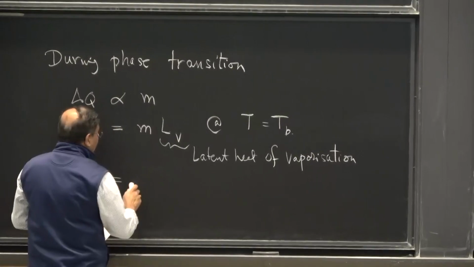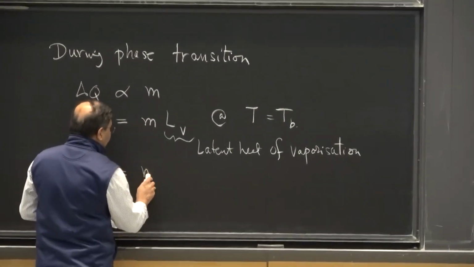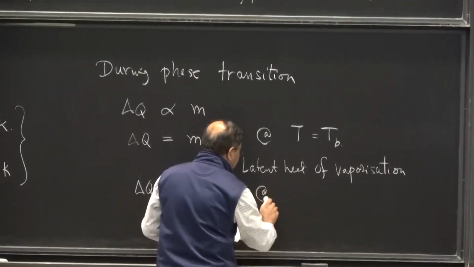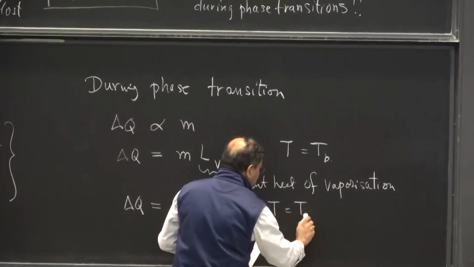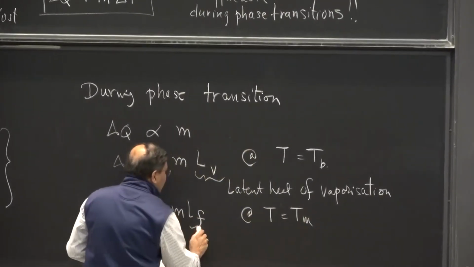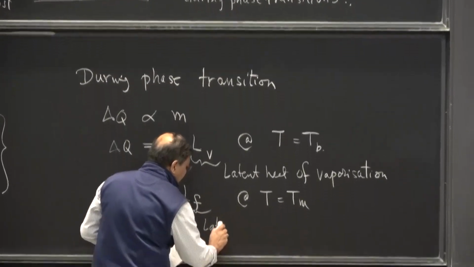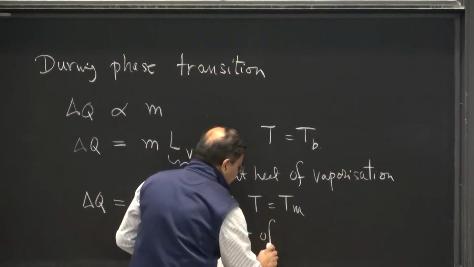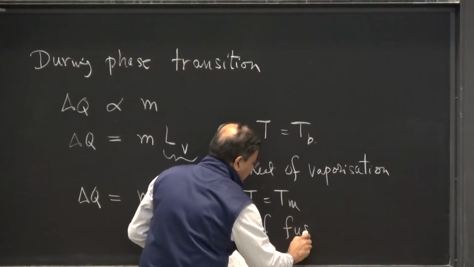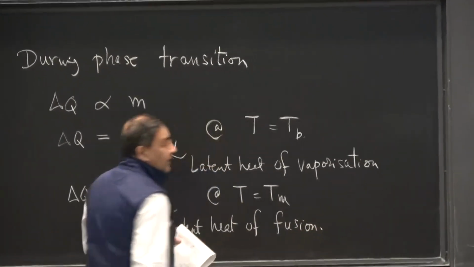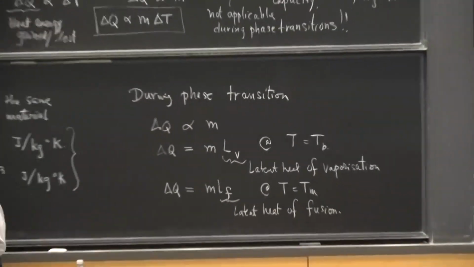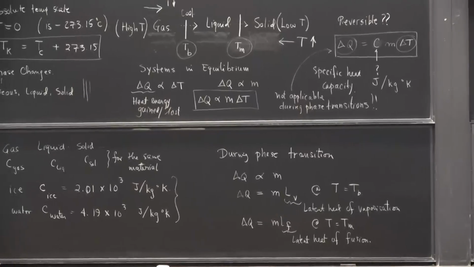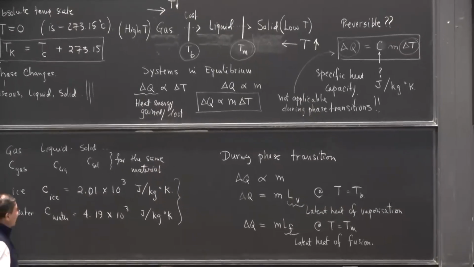And likewise, when you go to the melting problem, so at T equal to TM, this would be called the latent heat of fusion. Latent heat of fusion. Okay? So latent heat of vaporization and latent heat of fusion, therefore, are the constants that are going to come into play. So now suppose I asked you, and I will.